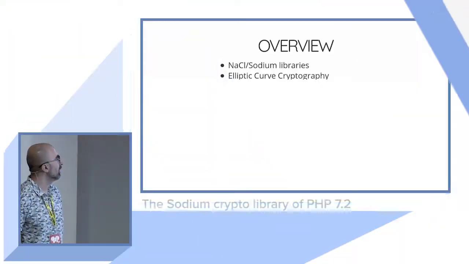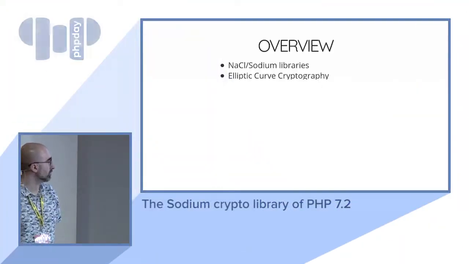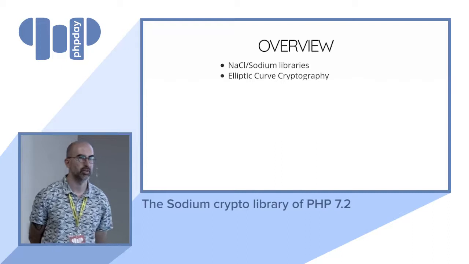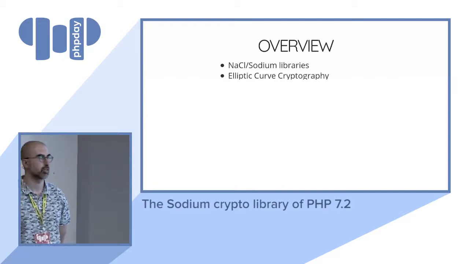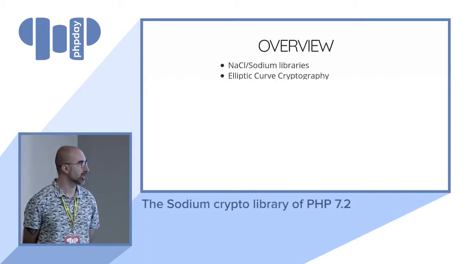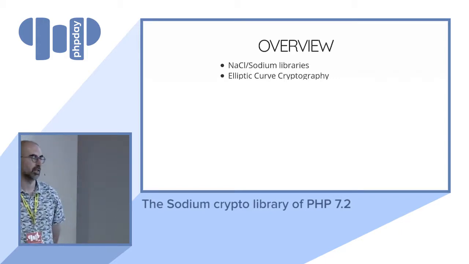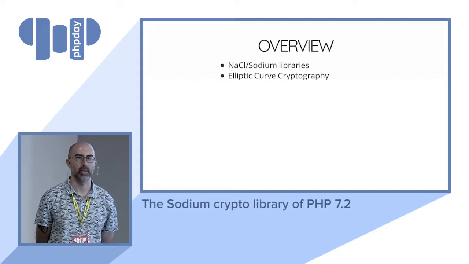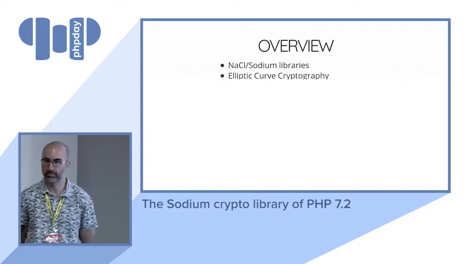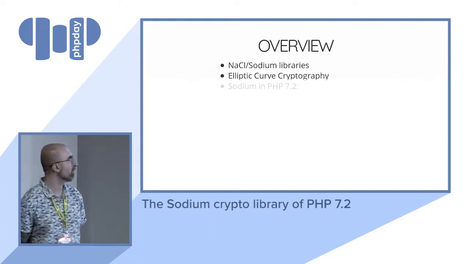So in my presentation, I'm focusing on the Sodium library. We will show you some examples around this library. I will try to introduce elliptic curve cryptography. This is quite a hard topic, but I think it's important to have at least a flavor, a basic understanding of this. What is this kind of new cryptography?